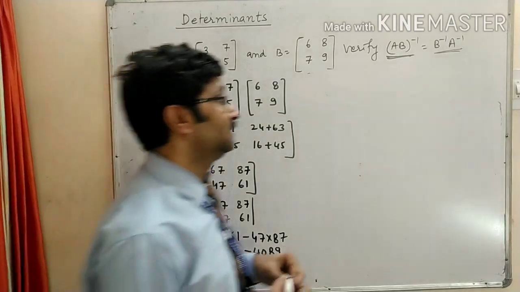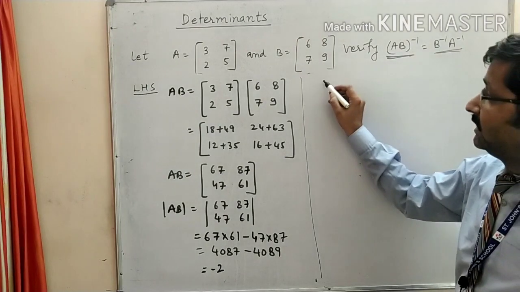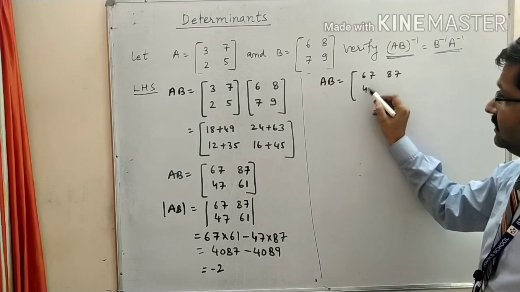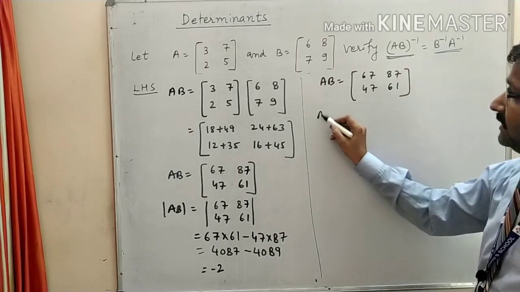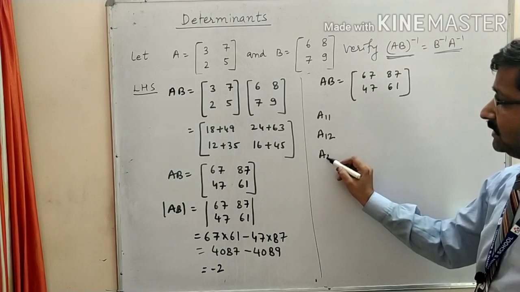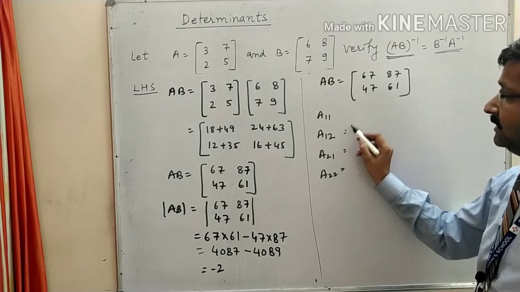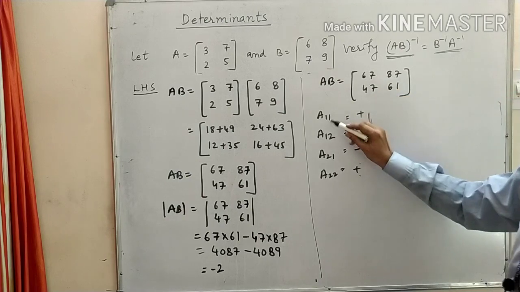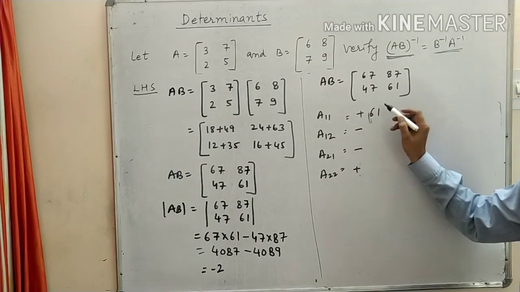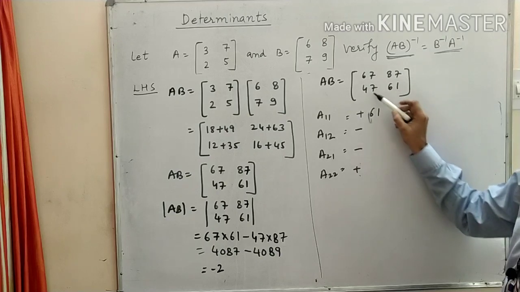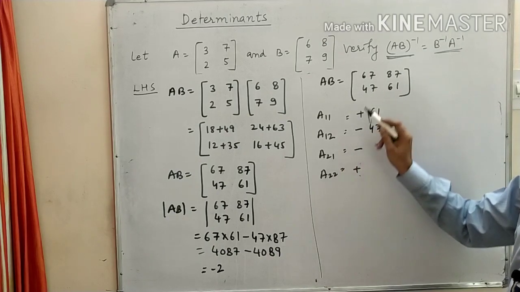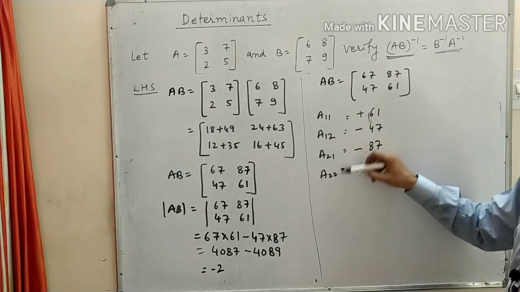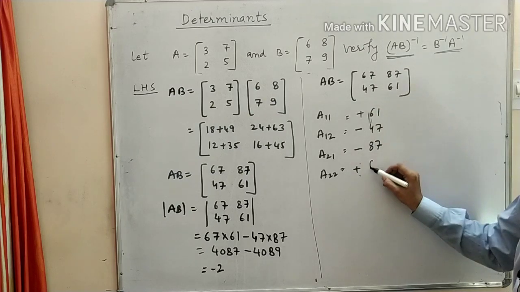Now look here, you have to find the inverse of AB. Look here, AB you know already: 67, 87, 47 and 61. Now you find here A11, A12, A21 and A22. Okay, cofactors you find, and the signs of cofactors are first positive, negative, negative and positive. Now for A11, first row and first column you do not take, you get 61. Then A12 means first row and second column you do not take, you write 47. Then A21 means second row and first column you do not take, you get 87. And A22 means second row and second column you do not take, you get 67.